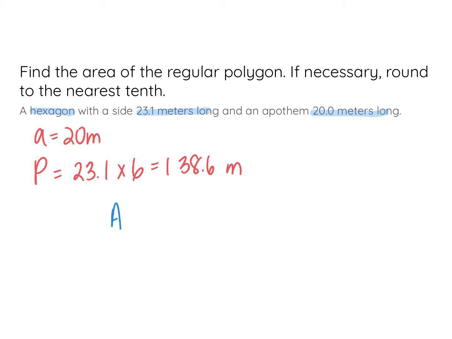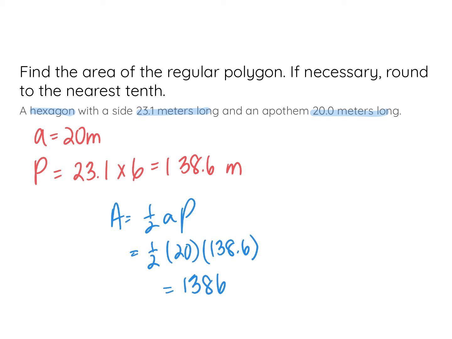Then again, all I'm doing is plugging in 1/2 AP, 1/2 apothem is 20, perimeter is 138.6. We multiply all those together, and you get 1,386, and square meters, again, as our units.